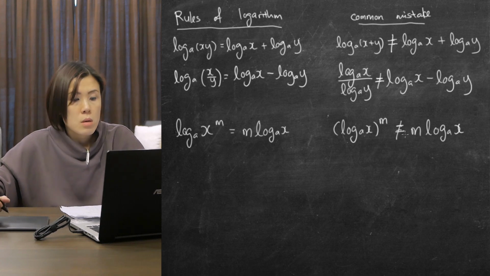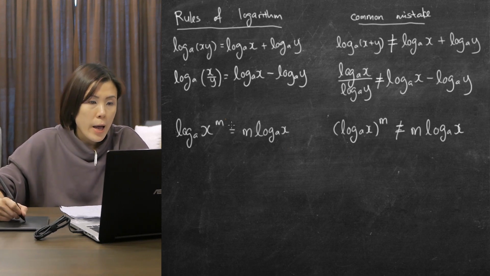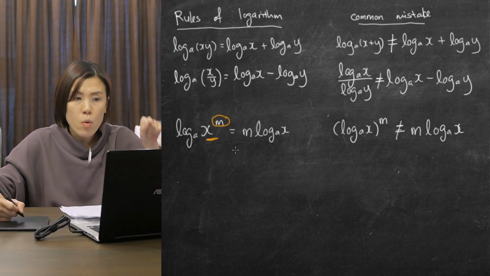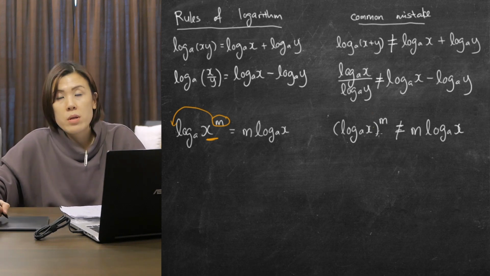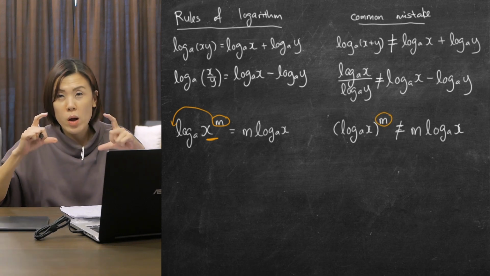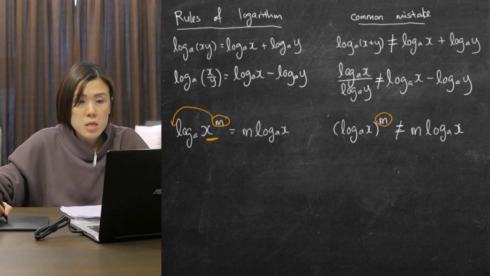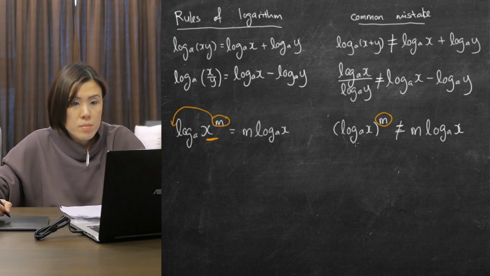This is not equal. You can see that for the left side, the power m is the power of x. If the power m is the power of x, this power can be brought down. And we compare with the common mistake, this power m is the power of the whole logarithm. So if the power m is the power of the whole thing, the logarithm, this power m cannot be brought down. So bear that in mind.